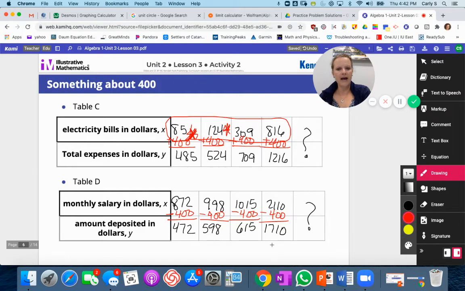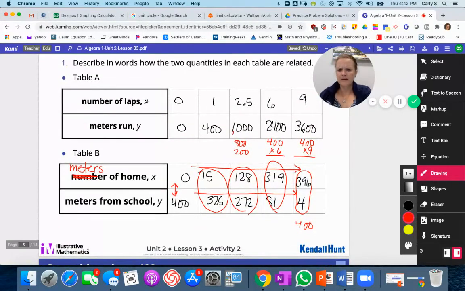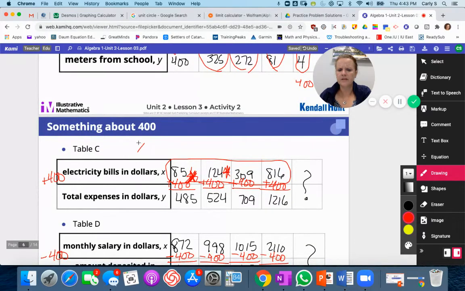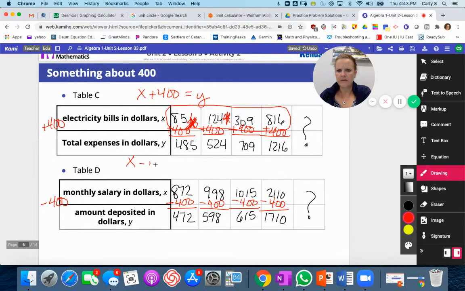Okay, so let's look at that. It looks like I added 400 to each electricity bill to get total expenses. I subtracted 400 from each monthly salary to get the amount deposited. Here, I'm doing 1 times 400, or the number of laps times 400 equals the meters run. And here, meters from home plus meters from school will always be 400, right? Electricity bill plus 400 equals total expense. And monthly salary minus 400 equals amount deposited. So I think I just wrote 4 equations for those 4 tables. That's pretty cool.